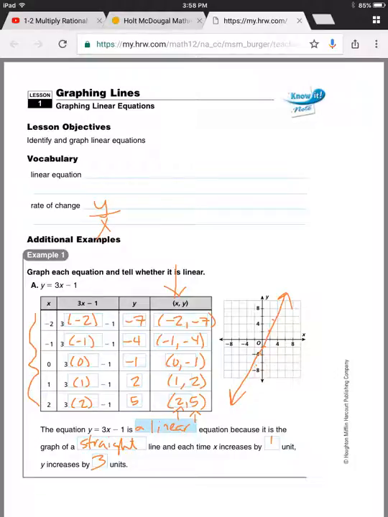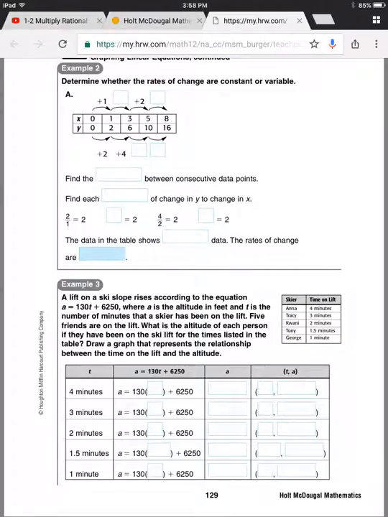Another way to know if it's a linear equation is if it's just an x and it doesn't have an exponent. Determine whether the rates of change are constant or variable. So we're going to see if it has a slope. If it has a slope, then it's going to be constant. If it doesn't, it's going to be variable.